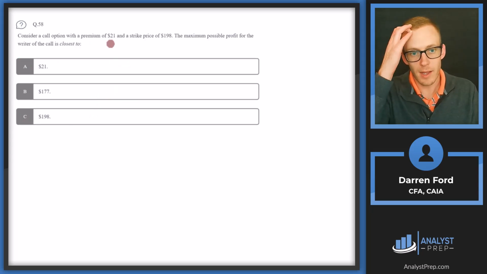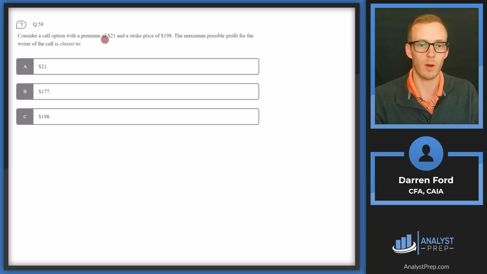58. Consider a call option with a premium of 21 and a strike price of 81. The maximum possible profit for the writer of the call is closest to. So the writer of the call, this is the person who is selling the option. They're going to be collecting this premium. And the person on the other side of that has the right but not the obligation to buy the stock at 198.